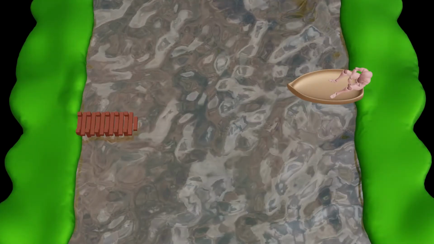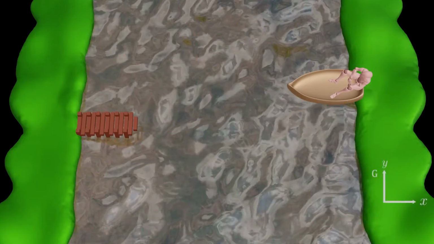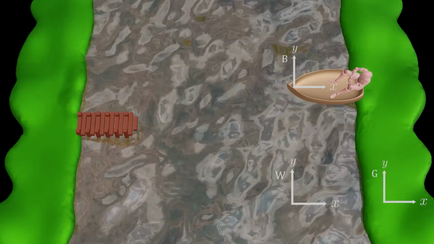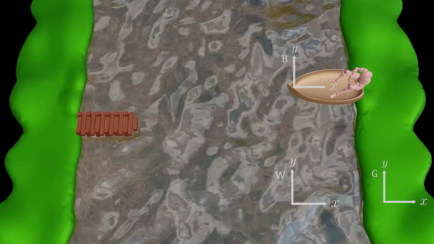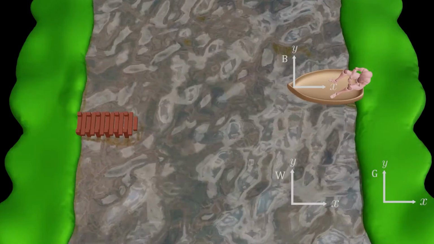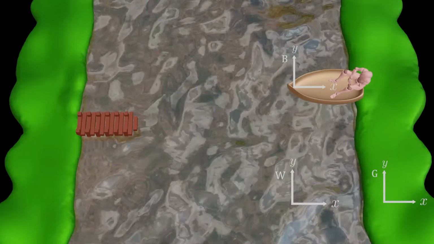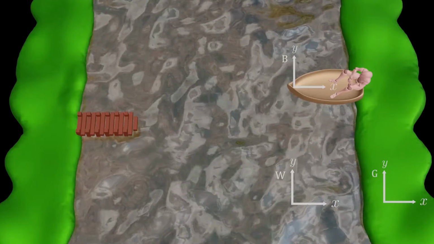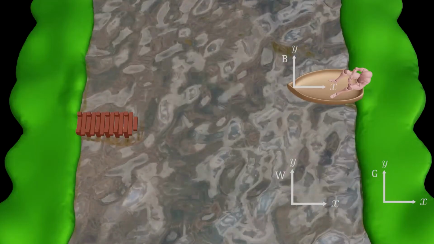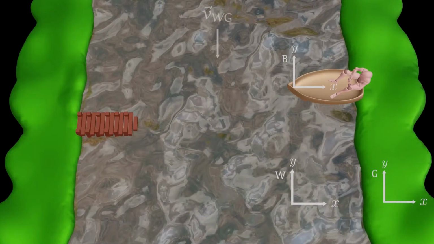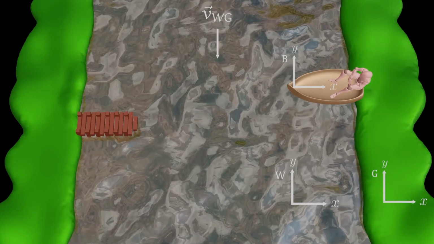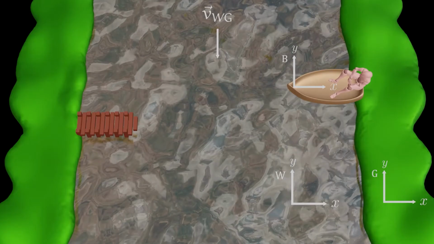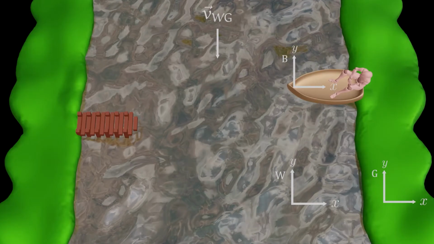First, we label some reference frames, G for ground, B for boat, W for water. When the boat tries to cross the river and is caught by the river current, the boat will be pushed downstream, like we saw in the intro. Standing on the ground, we measure the velocity of the water's current and label it V subscript WG. This means the velocity of the water W as measured from the ground G.